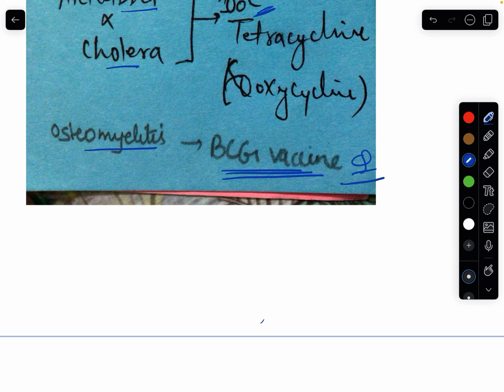Please remember this question also in respect of pediatrics and PSM, because in the vaccine topic they used to ask which one is the side effect of which vaccine. So for BCG vaccine, osteomyelitis is the side effect.